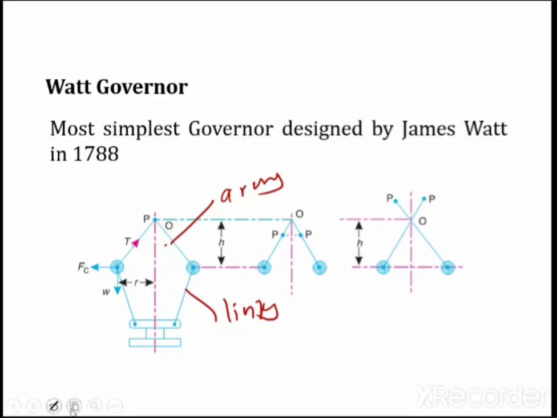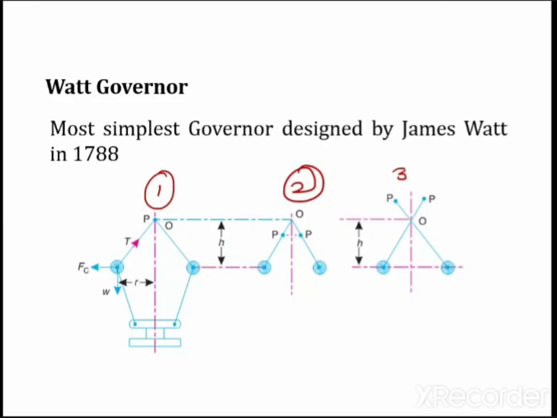So this is the simplest Watt governor, and these are nothing but the three positions: position number 1, position number 2, and position number 3, right? What is the difference? See, in position number 1, for analysis we will consider this position number 1 only. Here the points P and O are at the same point. What is O? Intersection of arms. What is P? Pivot point. So P and O are same.